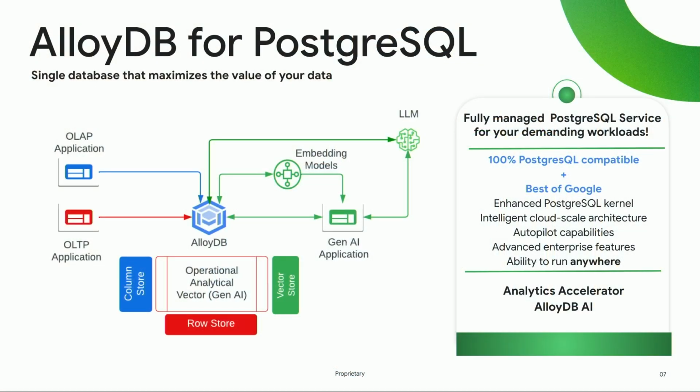Before going into detail on some of those features, I just want to highlight what AlloyDB for Postgres is. It's a fully managed database from Google Cloud, 100% Postgres compatible, and it has the best of Google in terms of engineering and infrastructure that helps you with massive scale deployments. It has several autopilot capabilities. We surgically enhanced the kernel for scale, and more features have been added. It also allows you to run anywhere using AlloyDB Omni. In the next few minutes, we'll be talking about Analytical Accelerator and AlloyDB AI, those two critical features of AlloyDB. If you want to learn more about AlloyDB, there's a link I provided towards the end of the session.